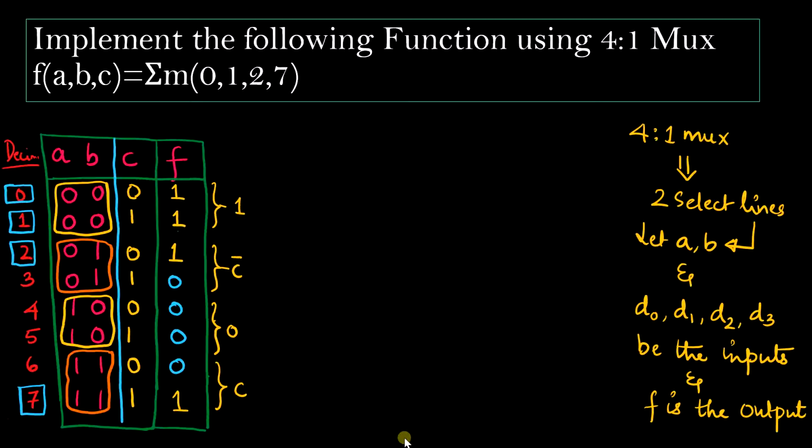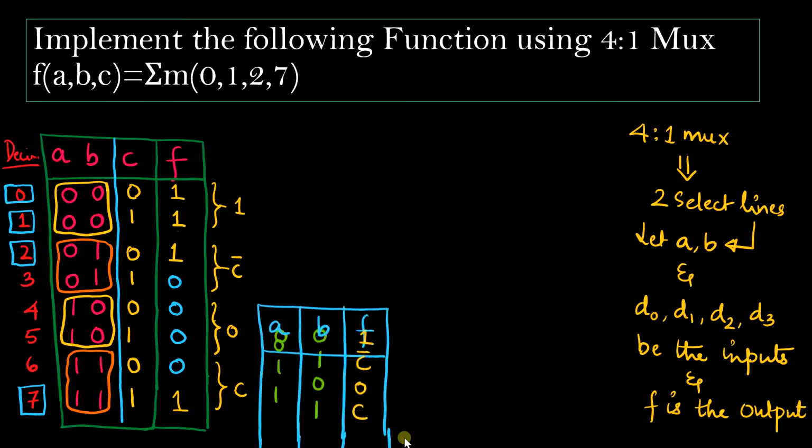For a combination of 0, 1, the value of F is a complement of C. For a combination of 1, 0, irrespective of the value of the variable C, output is equal to 0, and for a combination of 1, 1, the output F is equal to C.